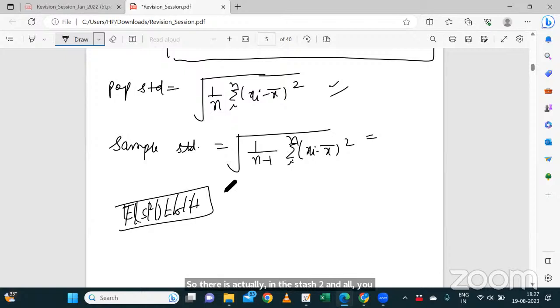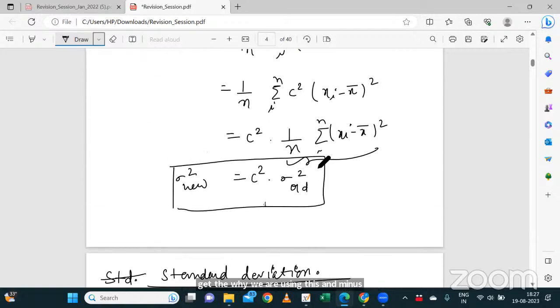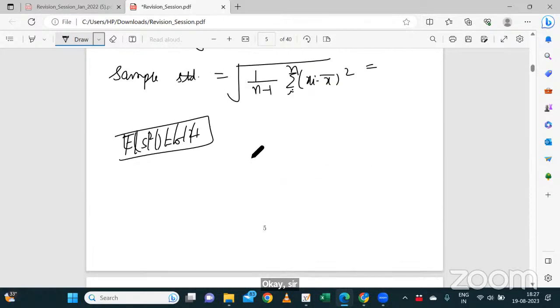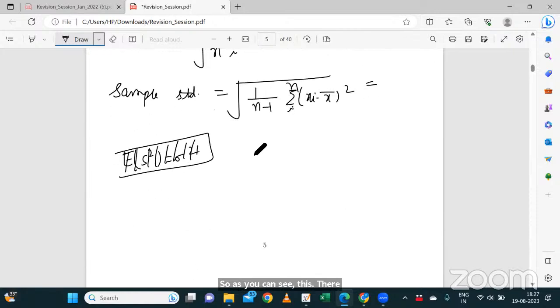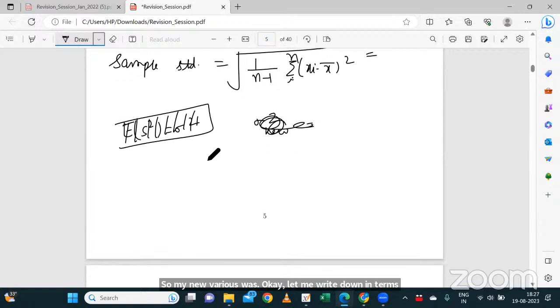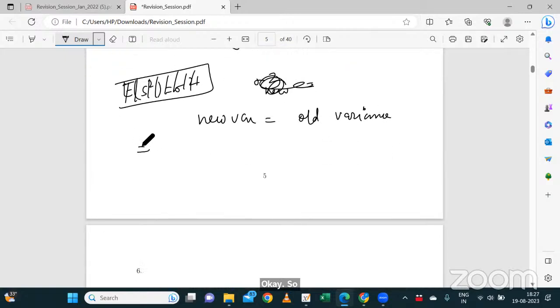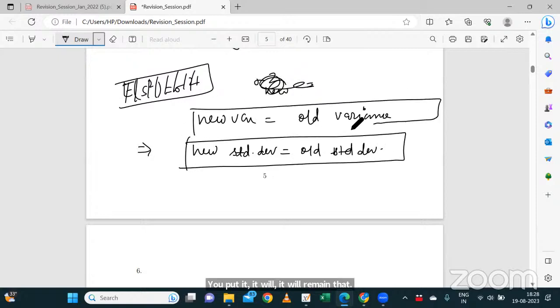Okay, sir. As you can see here, if I want to add a constant, my new variance was equal to the old variance, correct? If I'm talking in terms of standard deviation, then my new standard deviation will remain the same, because it's nothing but the square root of this. By this property we can verify this.